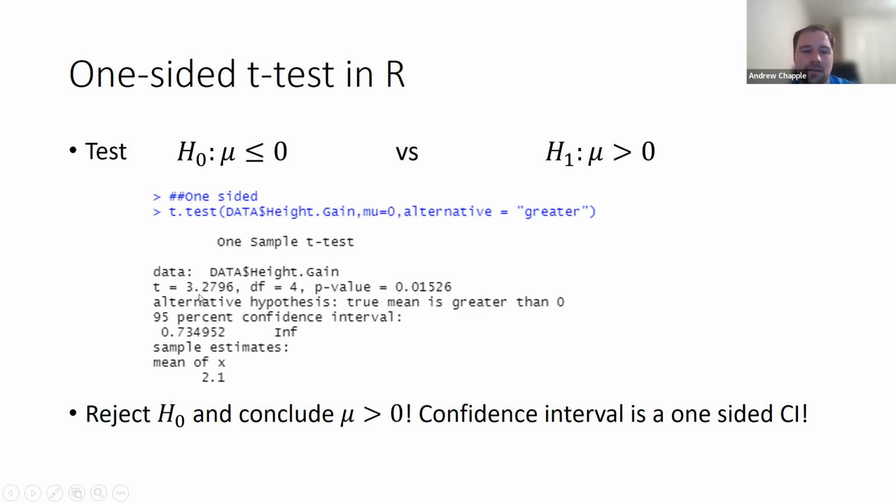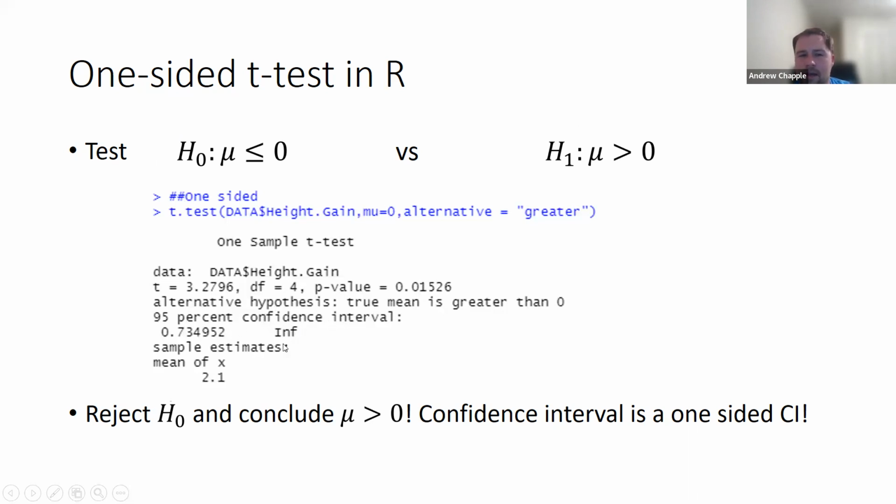I get a test statistic of 3.227. I get a p-value of 0.015, which is less than 0.05. So I reject the null hypothesis in favor of concluding that students do grow from 7 to 8 years old on average. There's a true growth there. And then I also get a one-sided 95% confidence interval here.